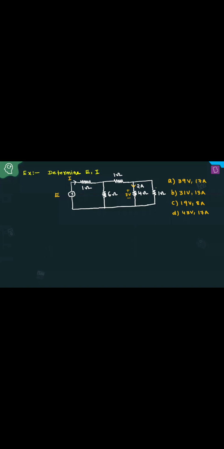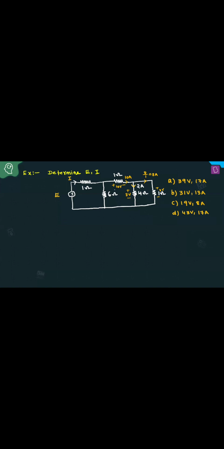If this is 8 volts, this is also 8 volts. Why? Parallel. If this is 8 volts, what is this current? 8 by 1, 8 amperes. If this current is 8 amperes, this current is 2 amperes. What about this current? 10 amperes. If it is 10 amperes, this voltage is 10 volts. 10 into 1, 10 volts.